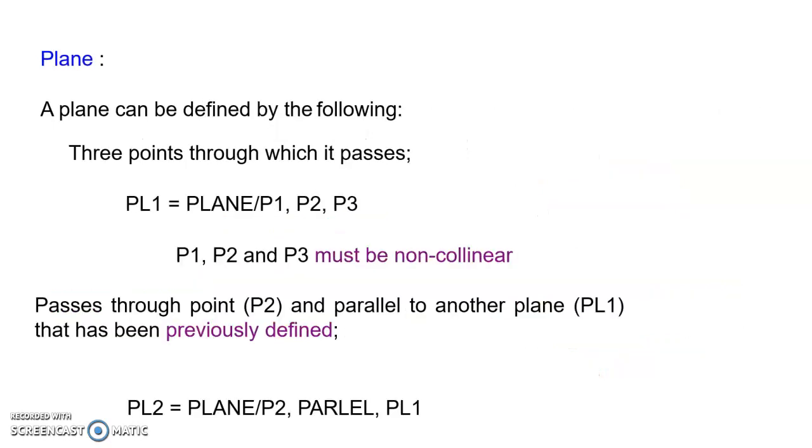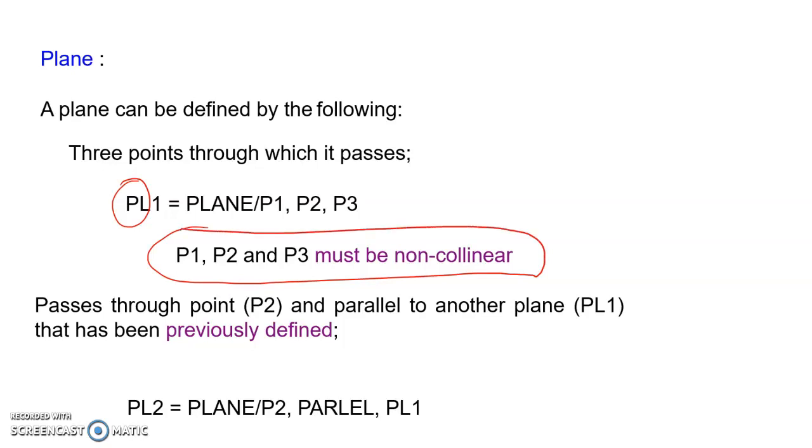And next is the definition of a plane. PL stands for plane. So the plane can be represented by giving 3 points through which it passes, provided all the 3 points P1, P2, P3 must be non-collinear. They should not lie on the same line. So the plane which contains all the 3 points is the representation of this particular plane.